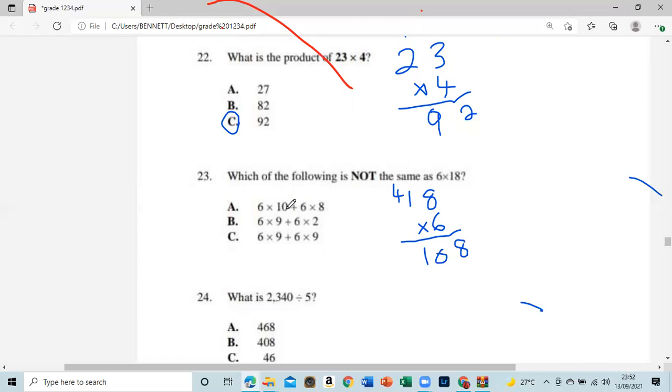All right, 6 times 10, that is 60. 6 times 8 is 48. So we find the winner already. We're not going to go any further.